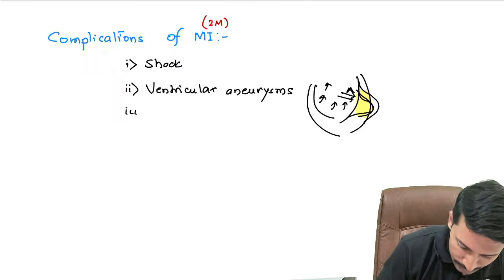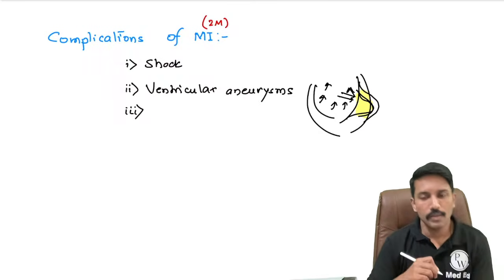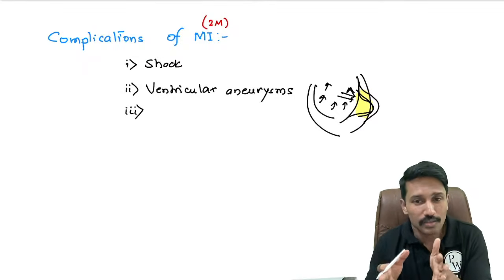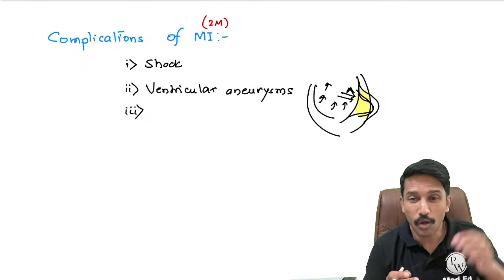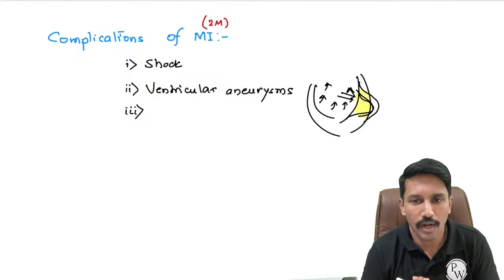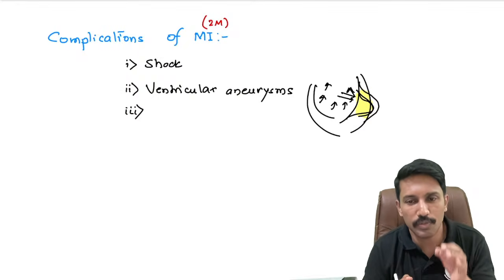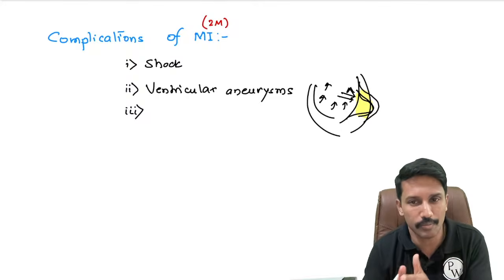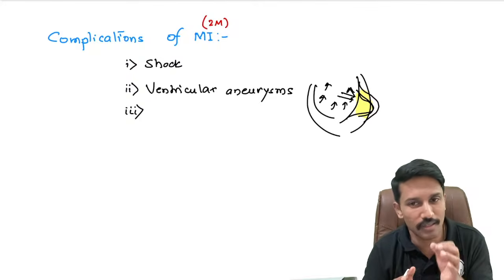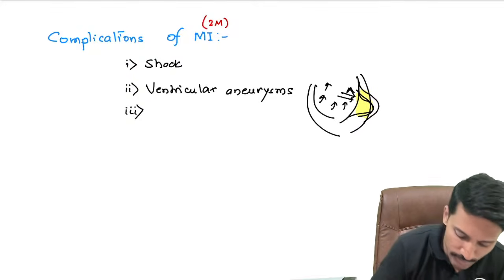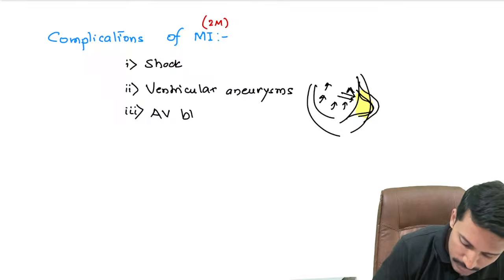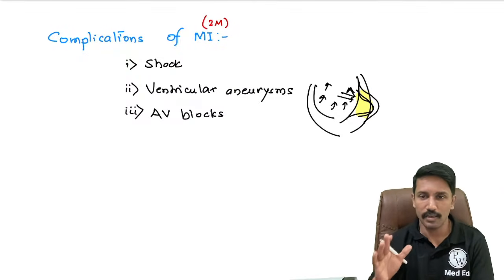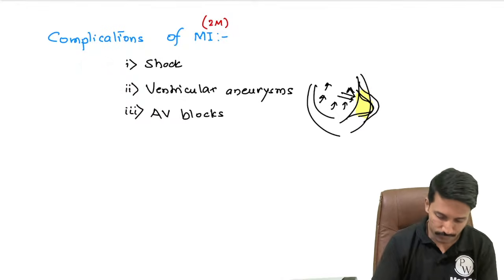Then the third thing, the myocardium is not the only thing supplied by the coronaries, but also the conduction system of the heart. Like for example, SA node receives its blood supply from the right coronary artery. So if it is a right coronary artery block causing MI, SA node may also be affected, AV node may also be affected. So we can have AV blocks. We can develop first degree, second degree, or even third degree heart blocks or AV blocks.